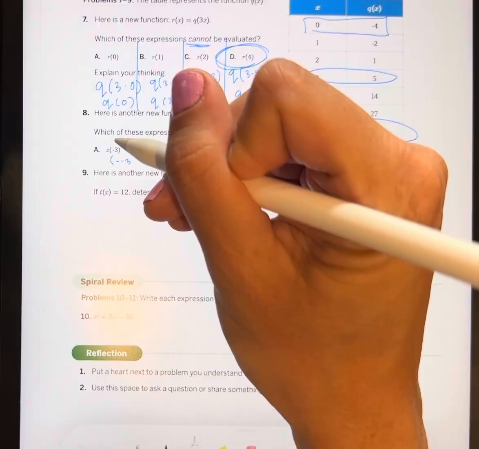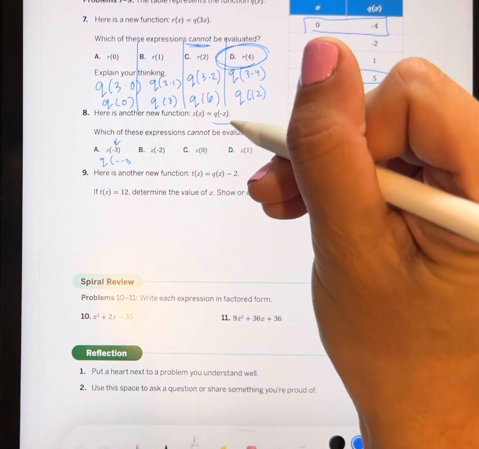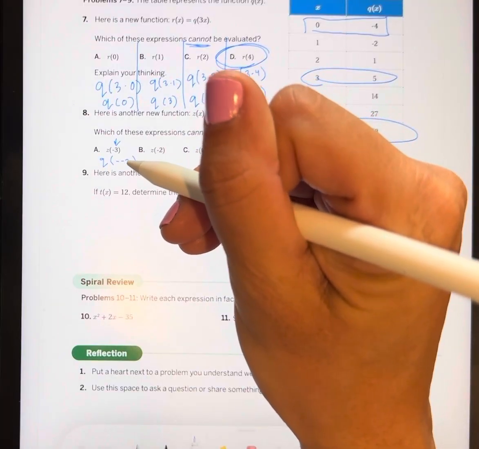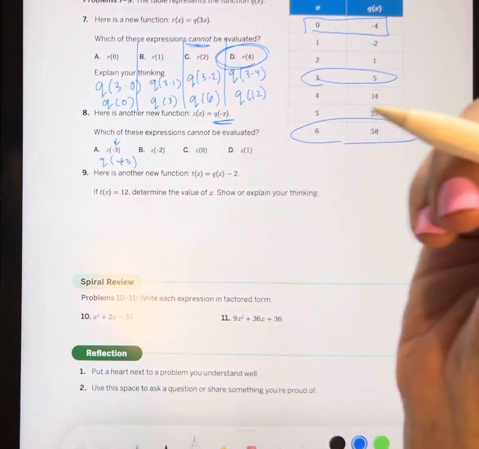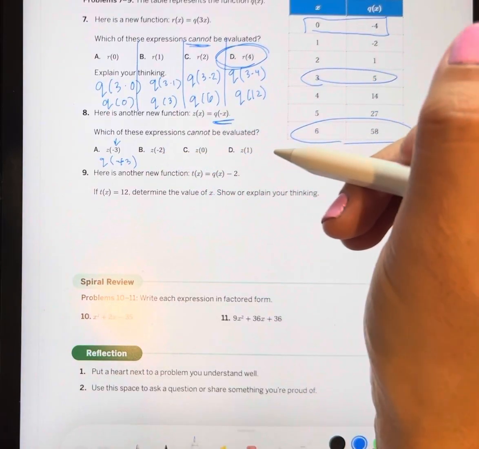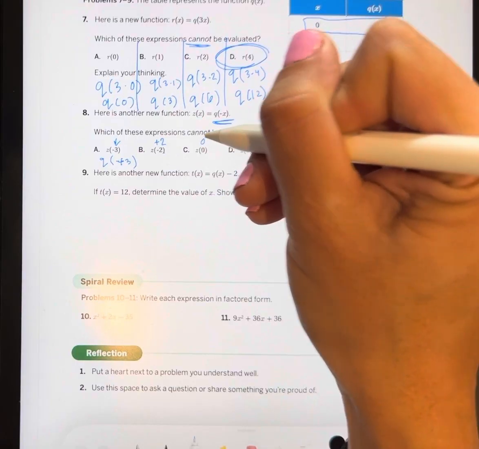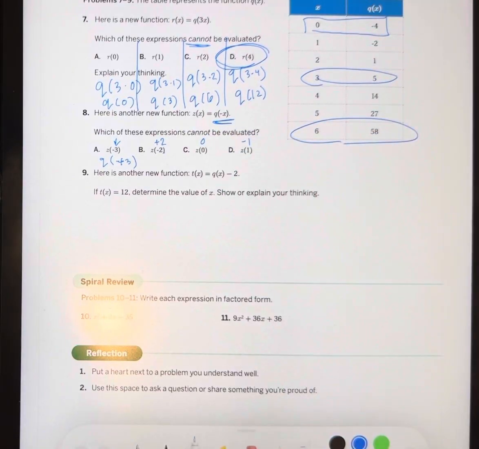So remember, this number inside is x. I'm going to drop it into q right here. Negative 3 becomes positive 3. All of these, as a matter of fact, once the negative goes in, they're just going to become the opposite of what they are. So this one will be positive 2. This one will still be 0. And this one will be negative 1.